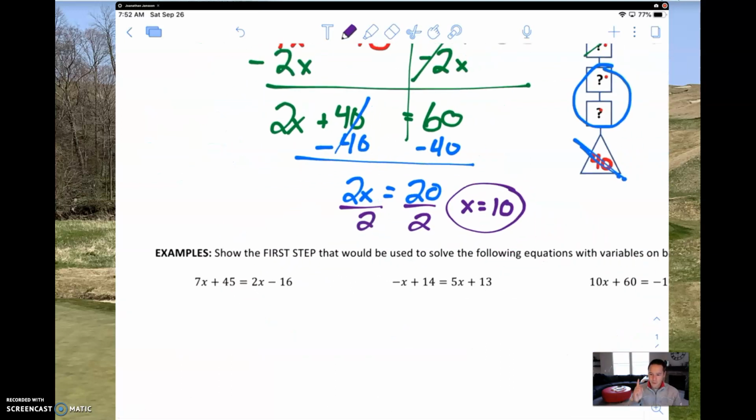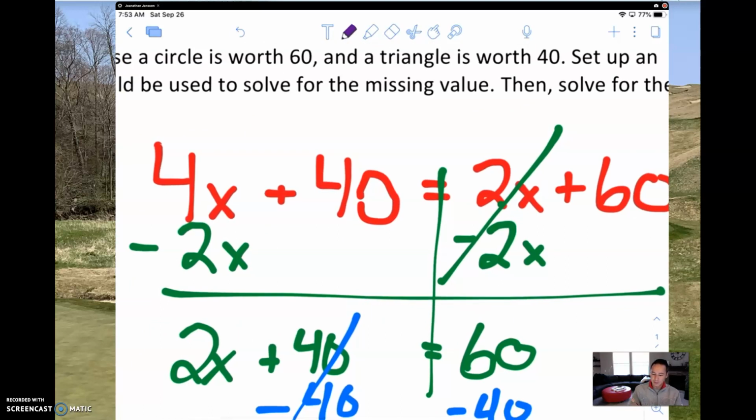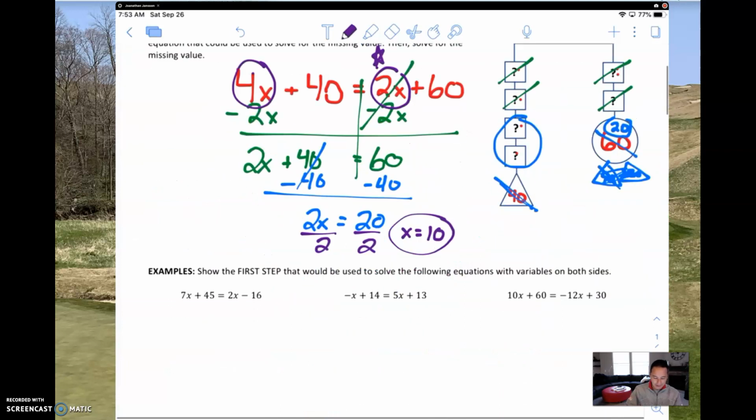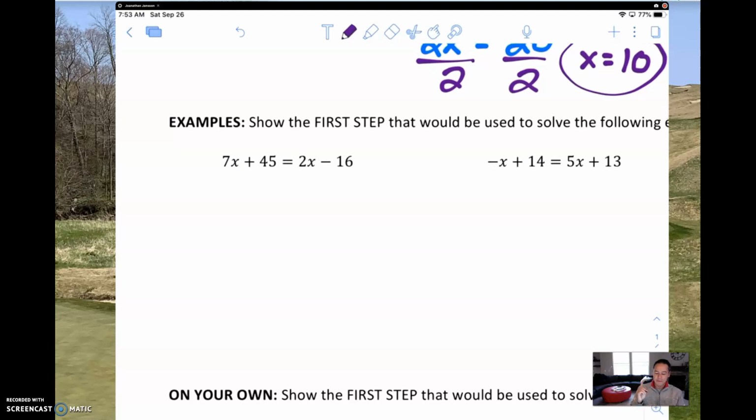There's going to be one really big hint, and I'm going to give you that hint now. When you're trying to decide which one to move, either the 2x or the 4x, it's probably better to start with the smaller number. So in this case, I started with the 2x because it's smaller than 4x. By doing this, you're just going to get a lot less negative numbers to deal with, and we don't like negative numbers very much. So for the next set of examples, I just want to show the first step that would be used to solve these.